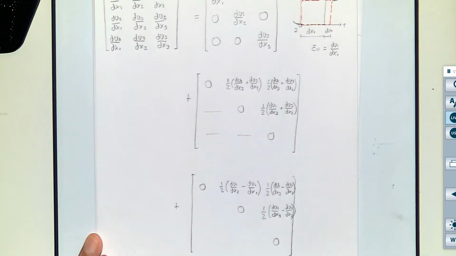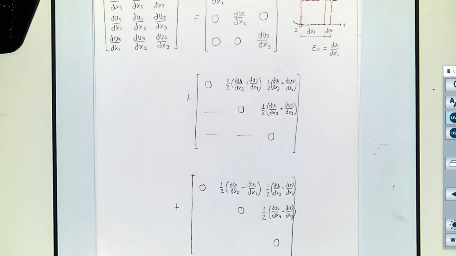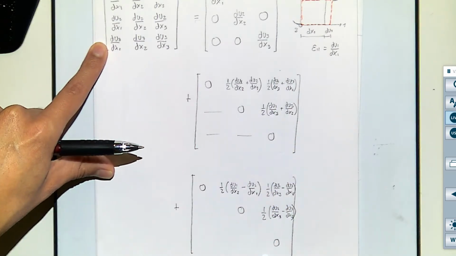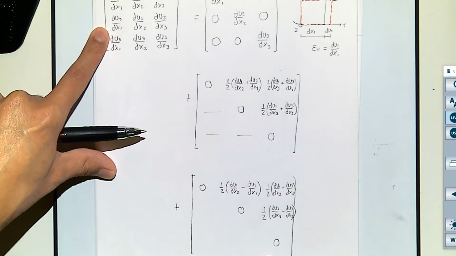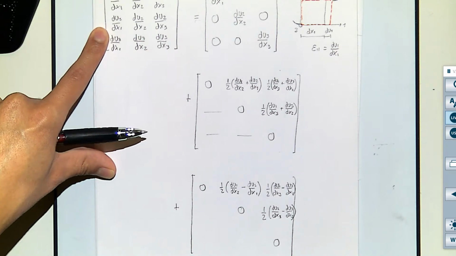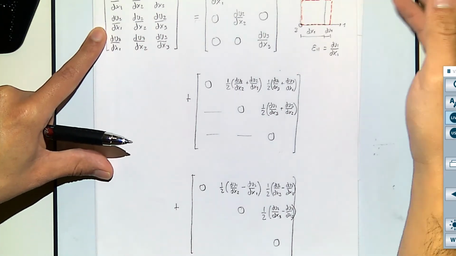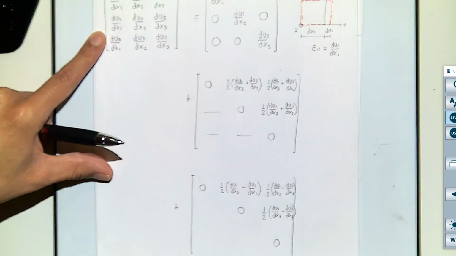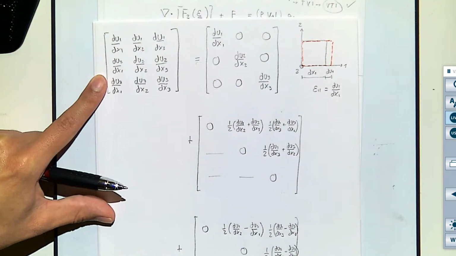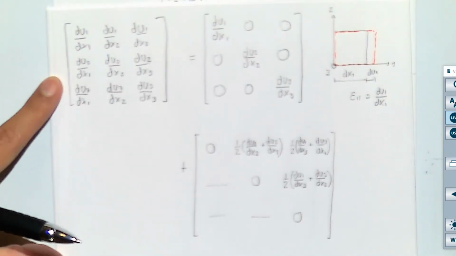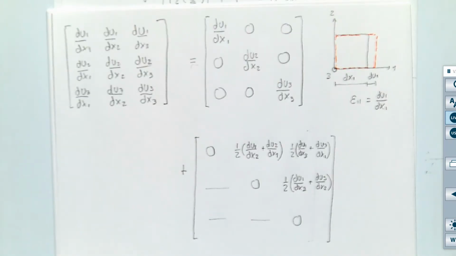Okay, now the equality is okay. I add these three matrices and I will get this one, okay? But we need to do this decomposition because there is a very important meaning in doing this. And this is how we're going to get our strain tensor.